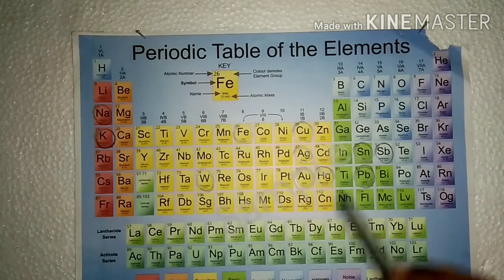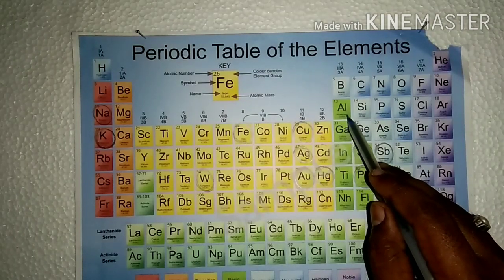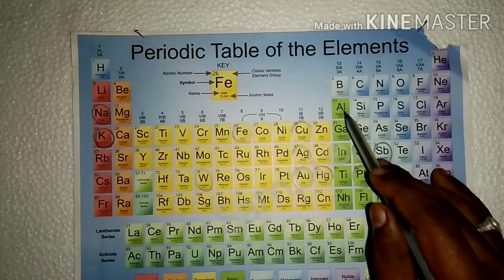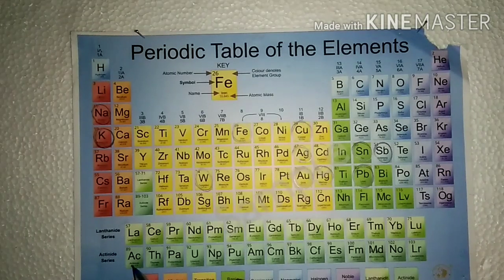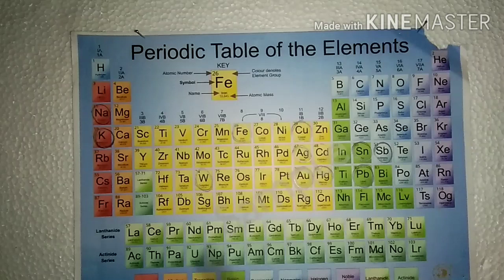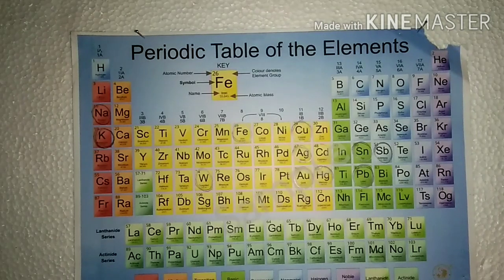Compare this with aluminium, Al. Actinium is also there, and both of them start with the letter A. So for that we consider the second letter. For aluminium, the second letter is l, so Al. For actinium, the second letter is c, so Ac.